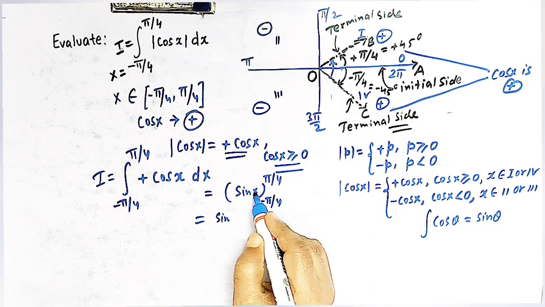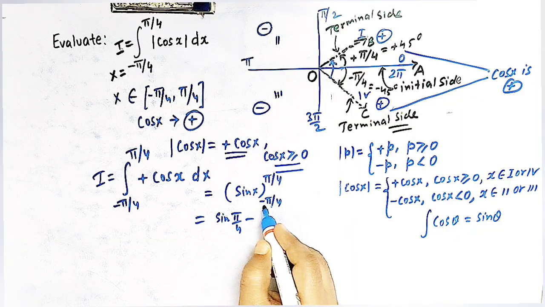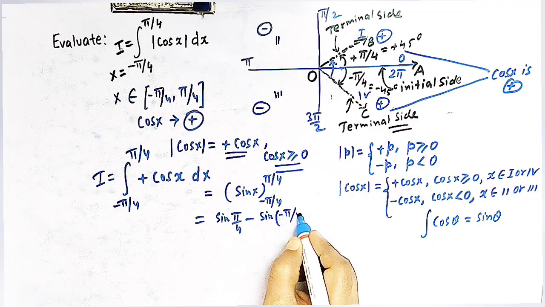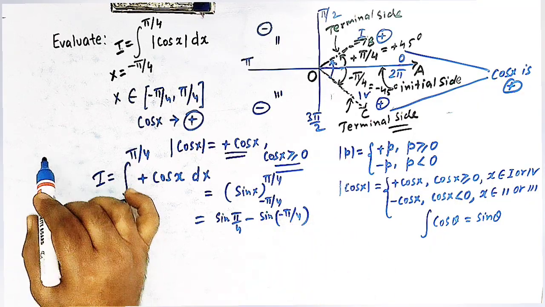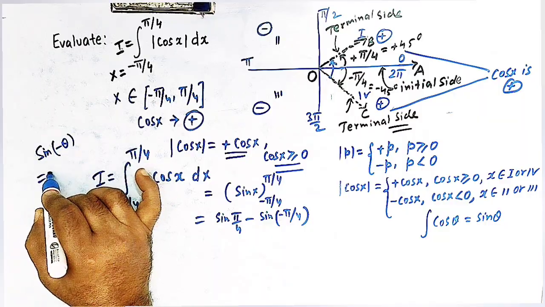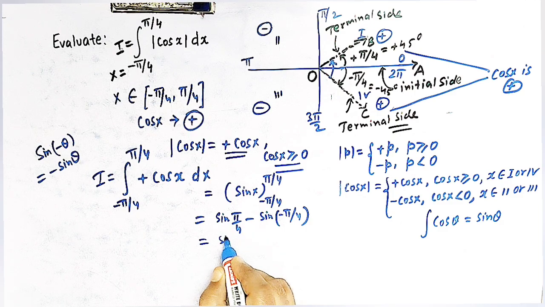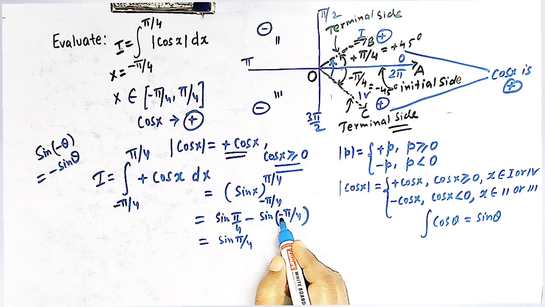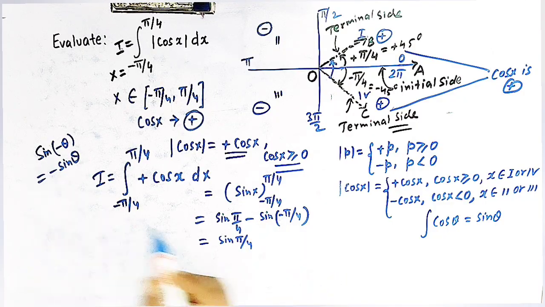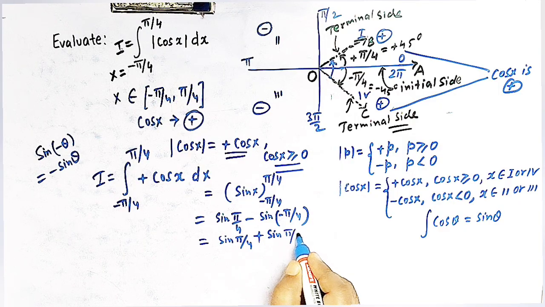So we have first x is equal to pi by 4, and then we have x is equal to negative pi by 4. So here we have sine of minus pi by 4, and from trigonometry we know that sine of minus theta is equal to negative sine theta. So here we have sine pi by 4, and here we can take this negative sign outside due to this result. So here we have positive, and we have sine pi by 4.